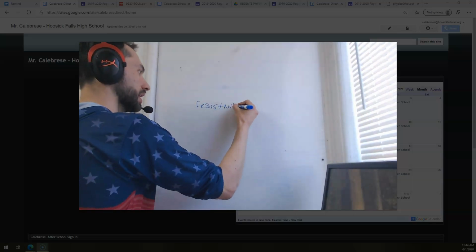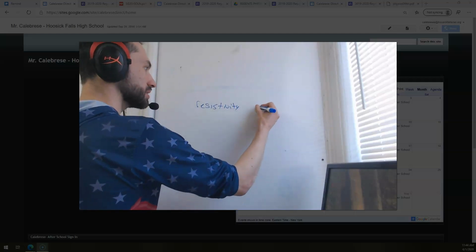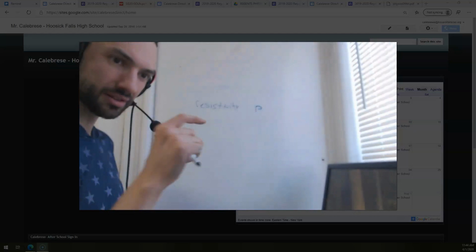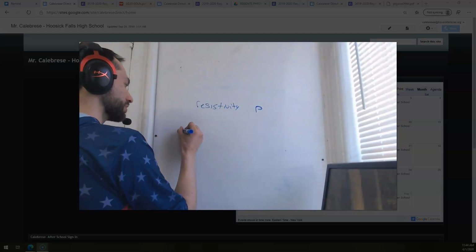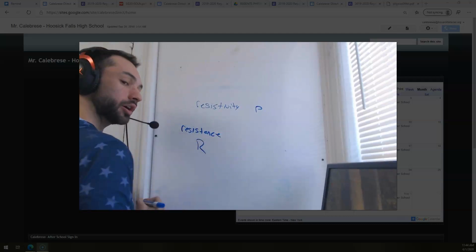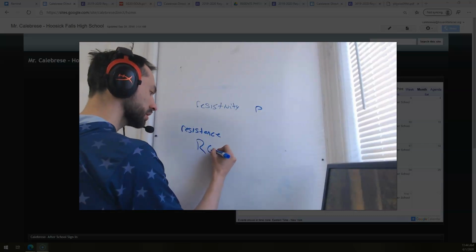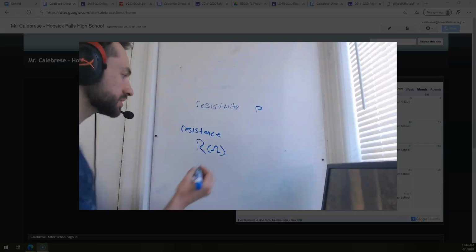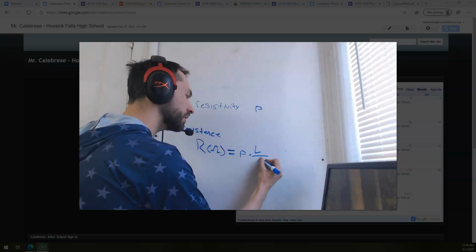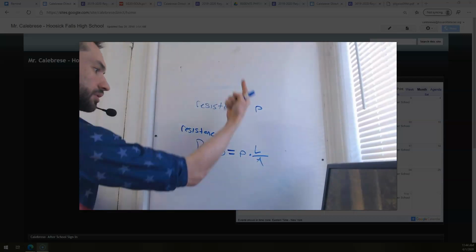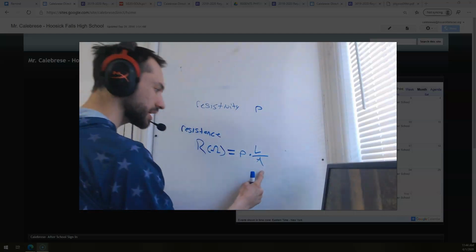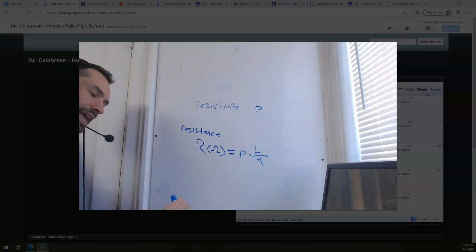Resistivity is given by the symbol rho. That's a bad rho. It looks like a fancy P on your reference table, like a lowercase little fancy p. And the resistance of something, which is R, the units of resistance is ohms, is given by the resistivity times the length over the area, right? As resistivity goes up, resistance goes up. As length goes up, resistance goes up. As area goes up, resistance goes down.